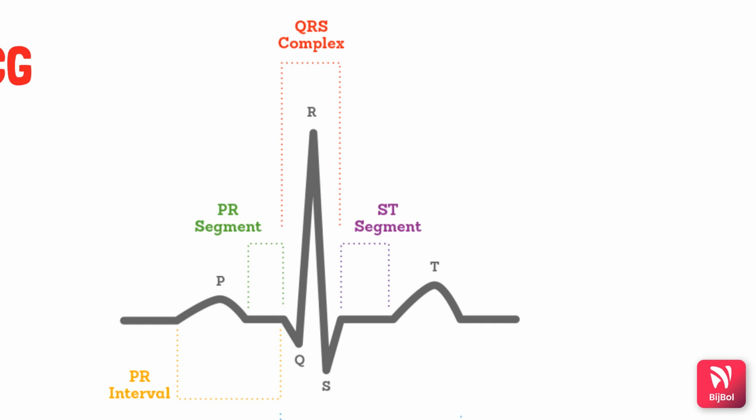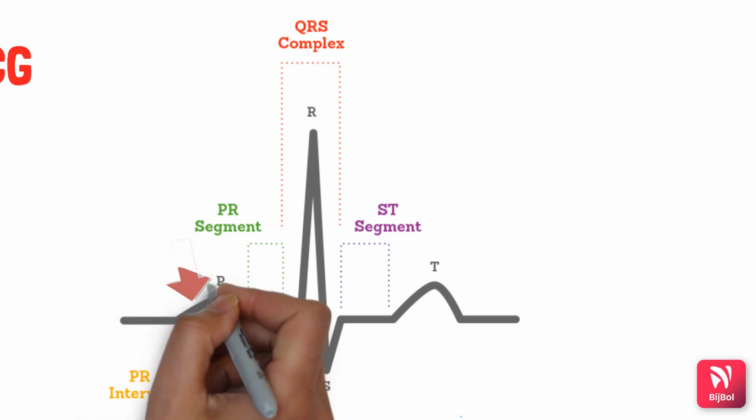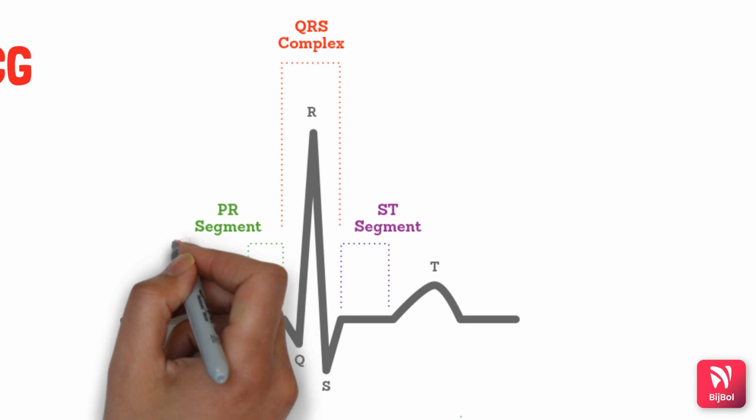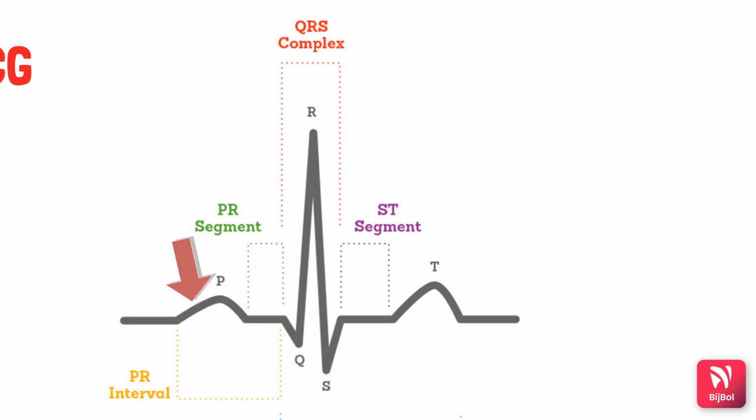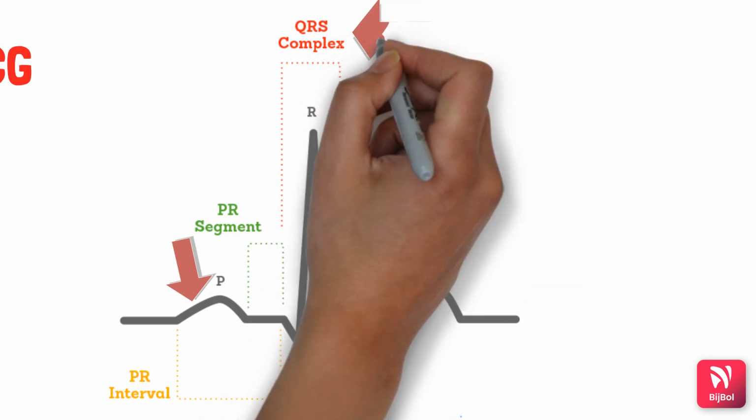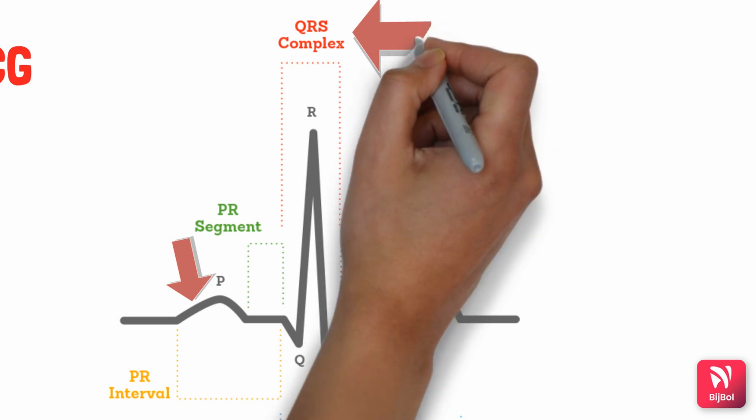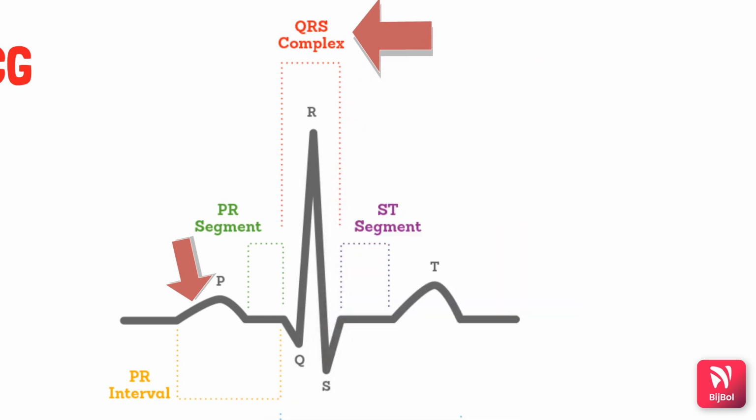Now after the P point, there is a flat line of PR. What is this PR? It is a flat line because the signal is leaving the atria and entering into the ventricles. The next is rapid contraction of the ventricles, which is depicted by QRS. This is also called ventricular systole, and this causes rapid ventricular depolarization.